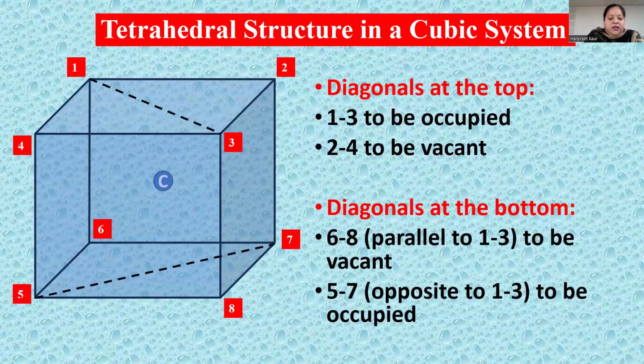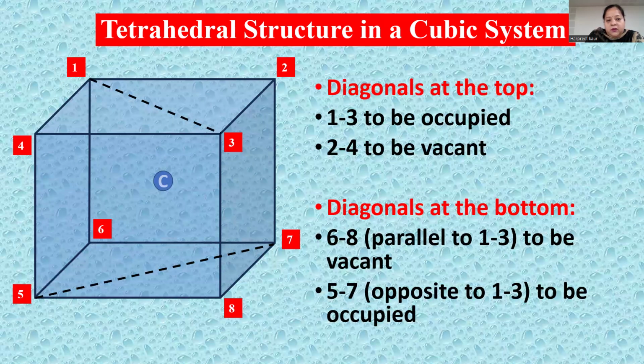Now, these 8 corners of the cube are labeled 1 to 8. Numbers 1, 2, 3, 4 represent the ceiling of the room. Numbers 5, 6, 7, and 8 represent the floor of the room. And the rest are the 4 walls.